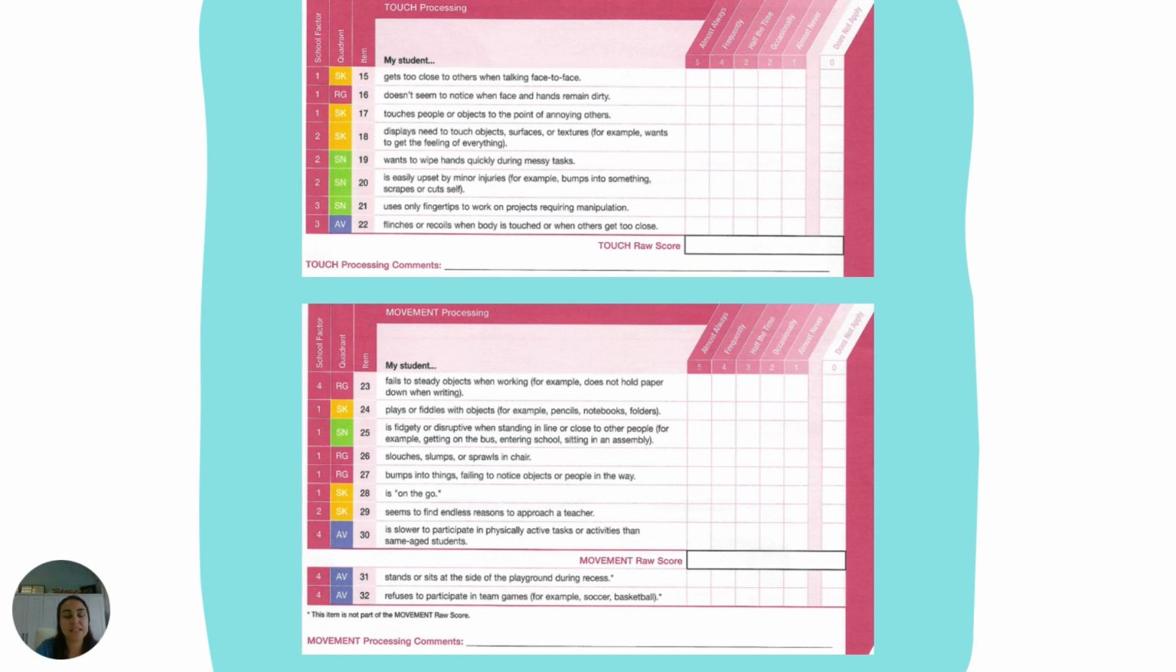Then we have tactile or touch processing. And they say, my student gets too close to others when talking face to face, or doesn't seem to notice when face and hands remain dirty, or touches people or objects to the point of annoying others. Those are some of the questions under touch processing.